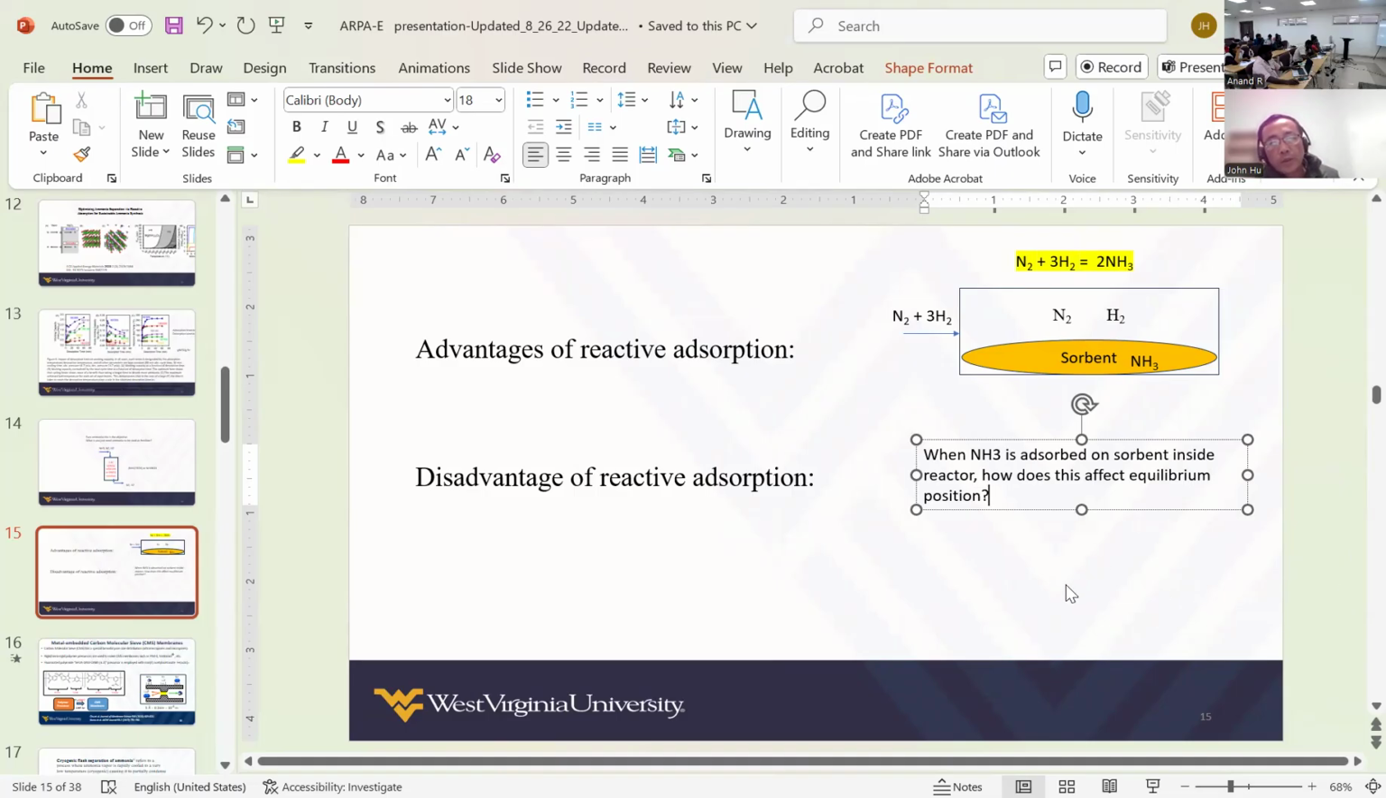Did you get this question? Ammonia is absorbed on the solvent inside the reactor. How does this affect the equilibrium position? Negative pressure will be created inside the reactor. How does that affect the equilibrium position? Okay, I'll observe again. Does anyone have any knowledge of chemical equilibrium? Let me simplify my question, okay?